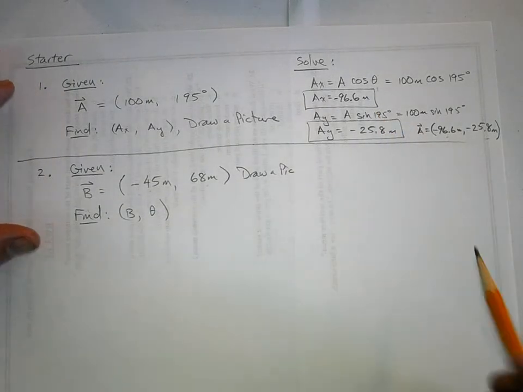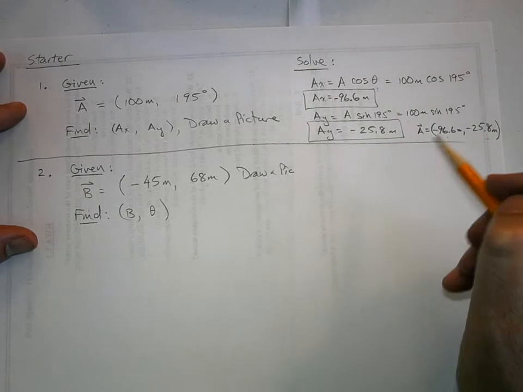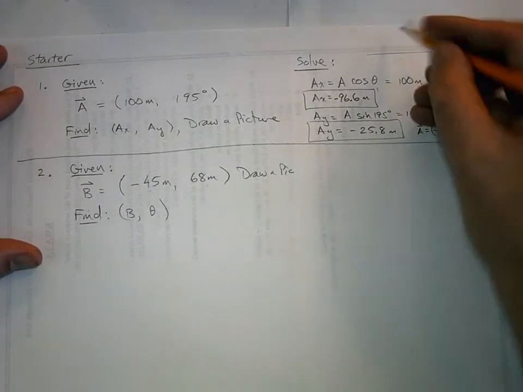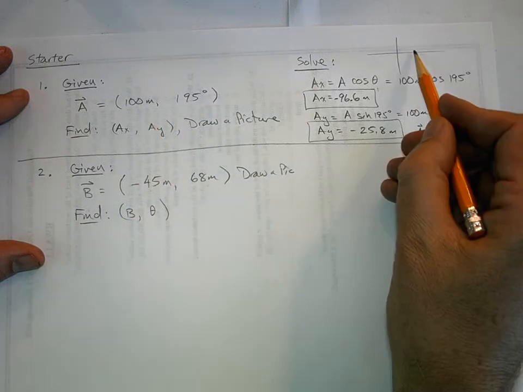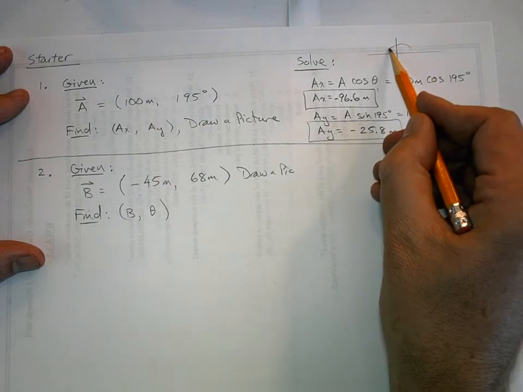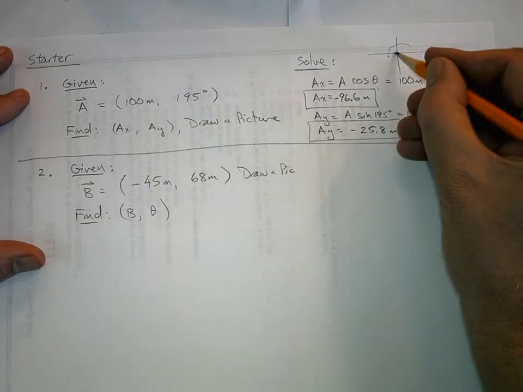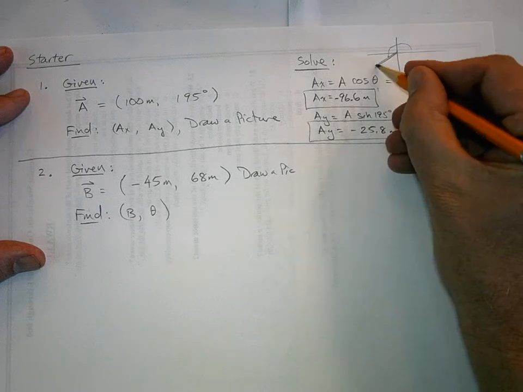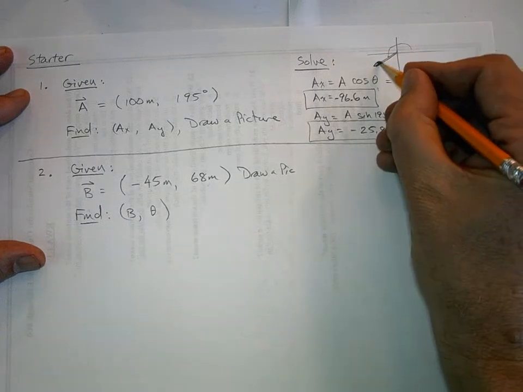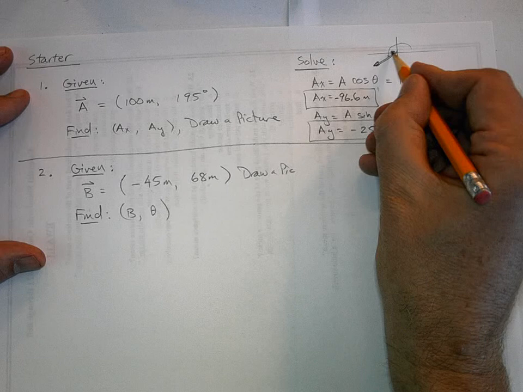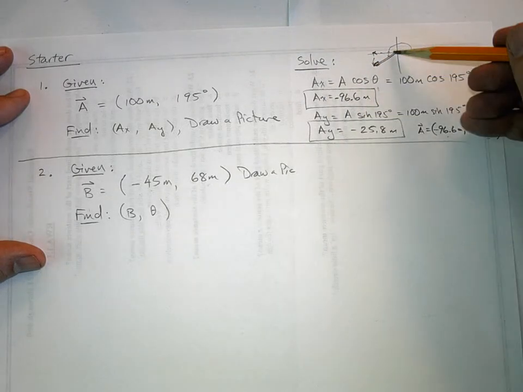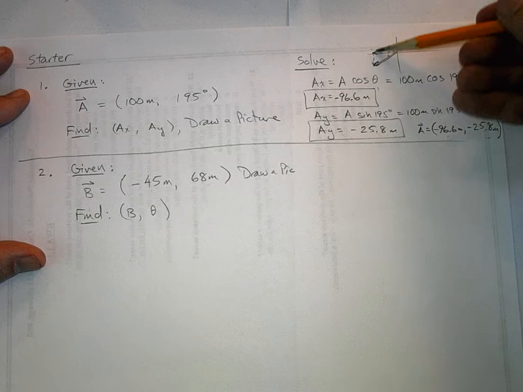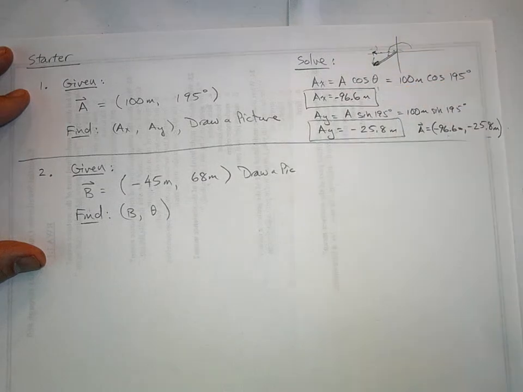Now, I do want you to draw a sketch of these, and it's a great way to check your work. You just draw your XY axis, say 100 meters at 195 degrees. Where is 195 degrees? It's about right there. So let's make 100 that much. I've made that angle too big, but you can see that the X component will be bigger than the Y component, and they should both be negative. This is a negative X, negative Y, and sure enough, that's what we got.